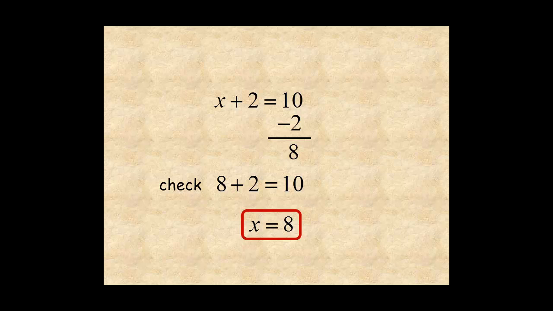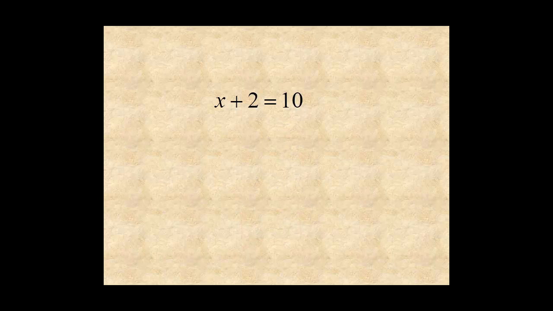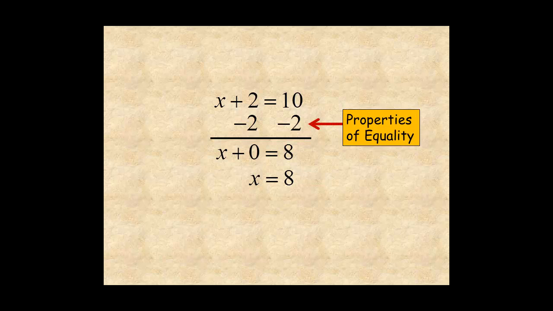For more complex equations, you're going to need a better way to find the solution. So, starting over, the more formal algebraic method is to subtract 2 from both sides of the equation. On the left side, plus 2 minus 2 is 0, and on the right, 10 minus 2 is 8. Then, since x plus 0 is equal to x, you have x equal 8, the solution. Subtracting 2 from both sides of the equation is an example of one of the properties of equality.